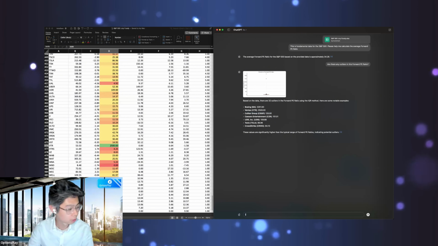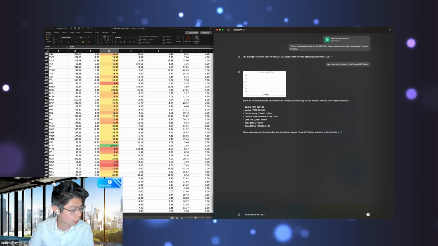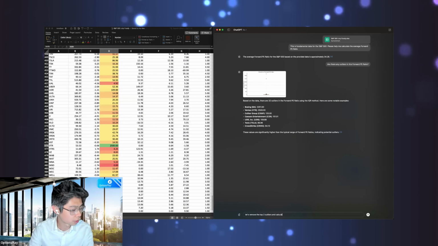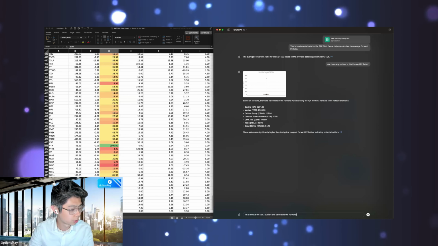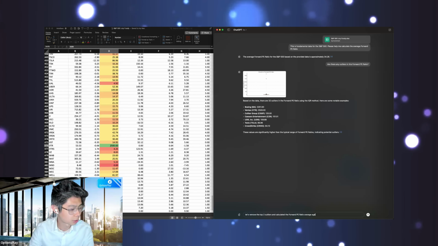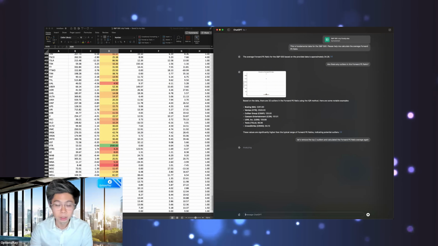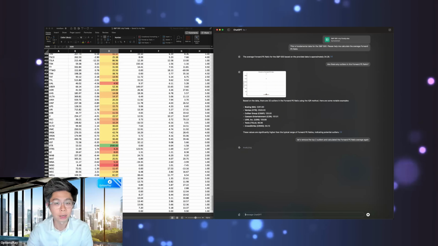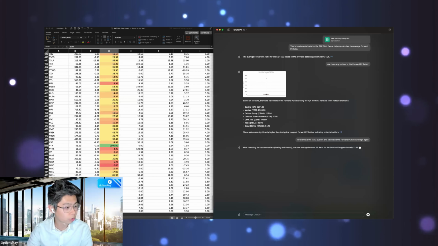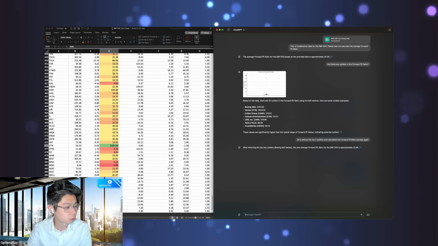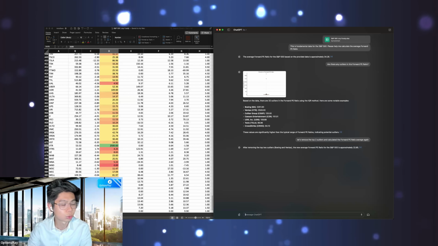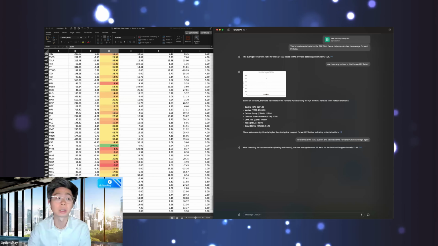So let's remove the top two outliers and calculate the forward PE ratio average again. As you can see, I basically talk to it like I have a research analyst sitting next to me, and I'm working through it. So now it's saying, okay, after removing the top two outliers, the average forward PE ratio is 22.85. That sounds a lot better than the 34 times forward earnings. 22 is much closer to what I believe is the true number.